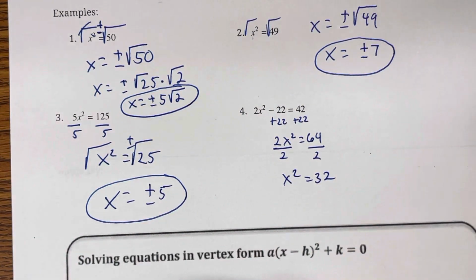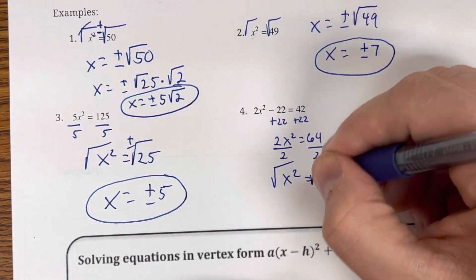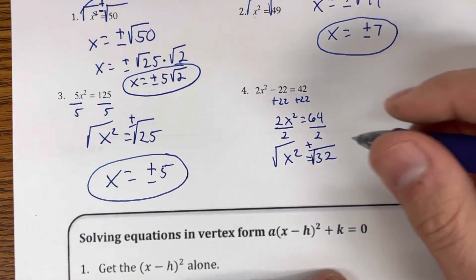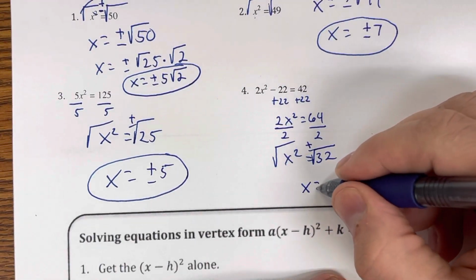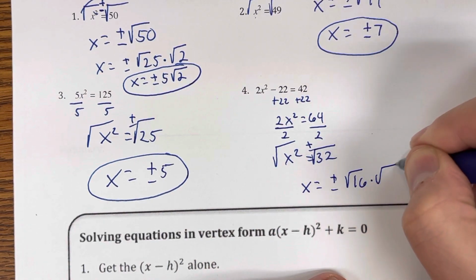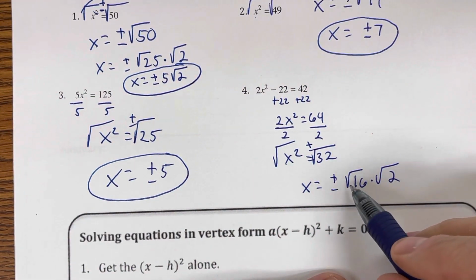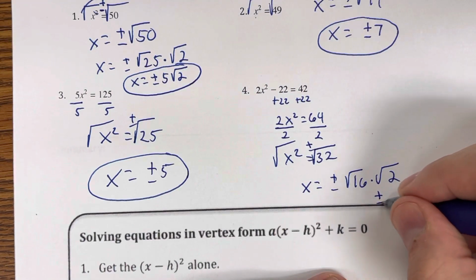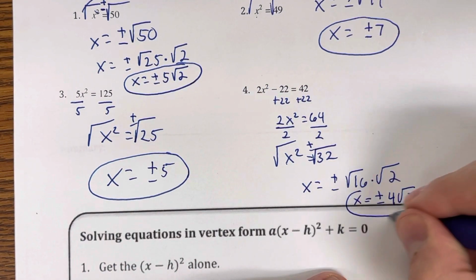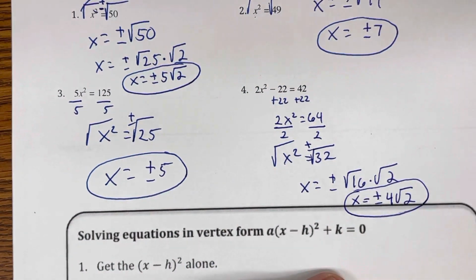All right, that one's not a perfect square. So when I take the square root, I'm going to have to simplify it. The perfect square factor that goes into 32 is 16. So x is equal to plus or minus the square root of 16 times the square root of 2. We can then take the square root of 16 to get plus or minus 4 times the square root of 2 is equal to x. We found our two solutions, both the positive and the negative.